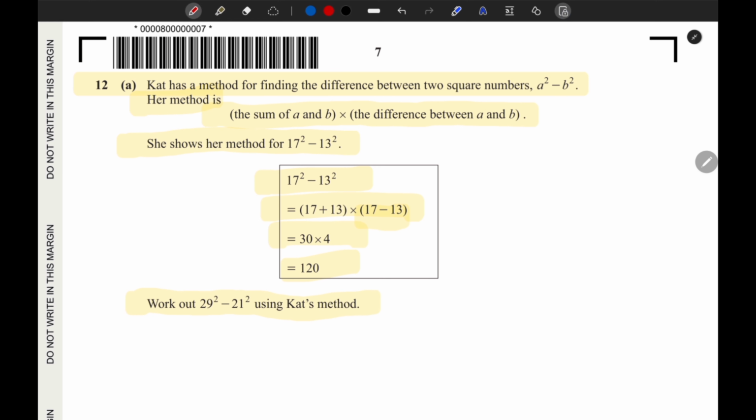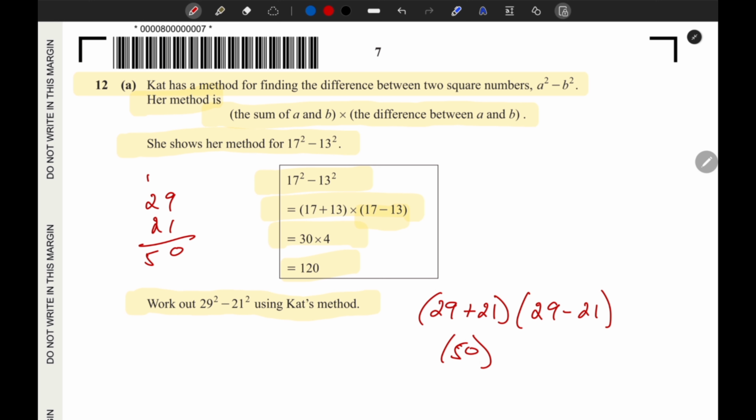So over here we will do the same thing. So this will be 29 plus 21 and 29 minus 21. Okay, now what is 29 plus 21? Let's do it over here. 9 plus 1 is 0, carry over 1, 2 plus 2 plus 1 is 5, so 50. So this thing is 50, and this is 29 minus 21. So 9 minus 1 becomes 8, and this is 0. So this is 8 actually.